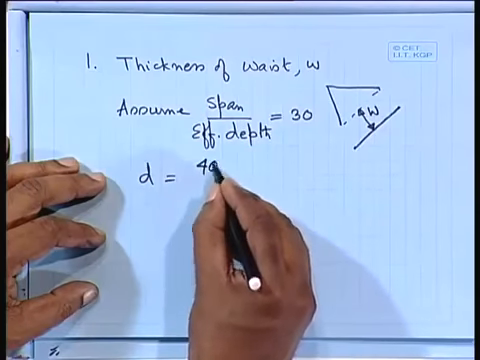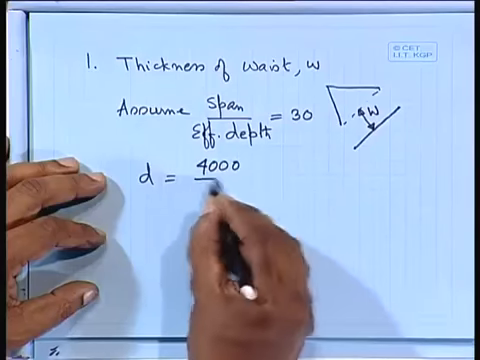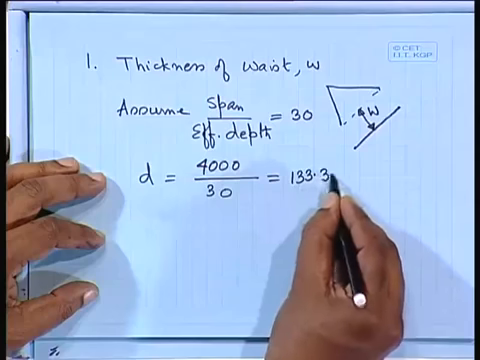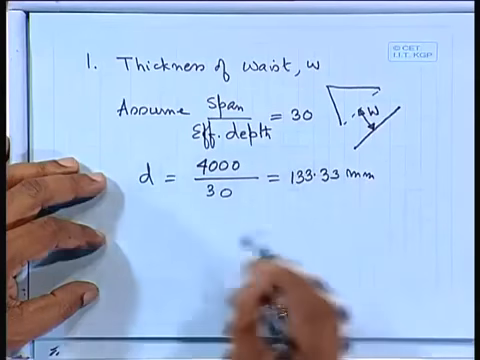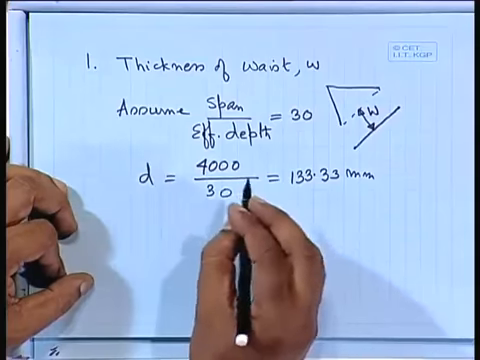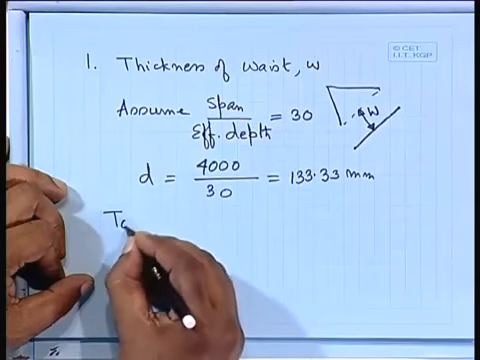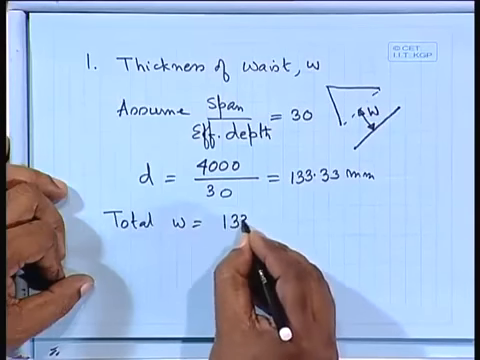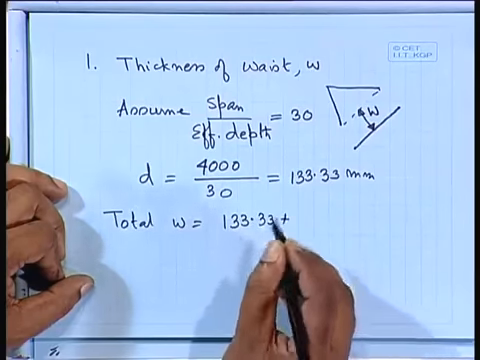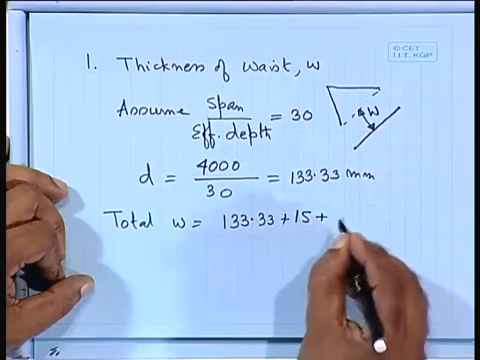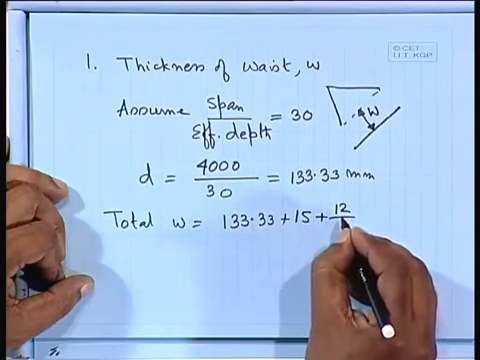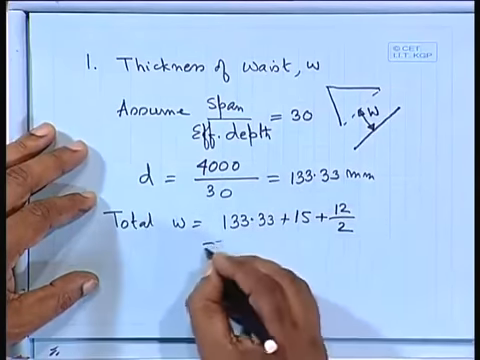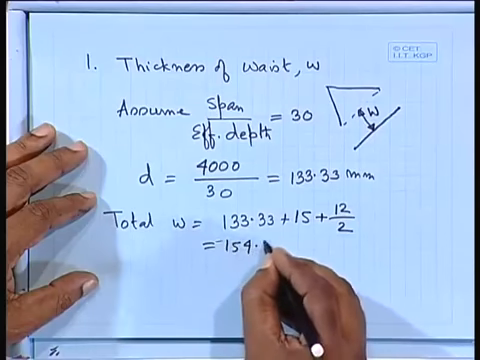Span equal to 4000 millimeter, that's what is specified, divided by 30, which comes as 133.33 millimeter. So we can write down total W. This one should be equal to 133.33 plus 15 millimeter cover plus a 12 millimeter dia bar, if we assume that we shall provide, so 12 by 2, which comes as 154.33 millimeter.